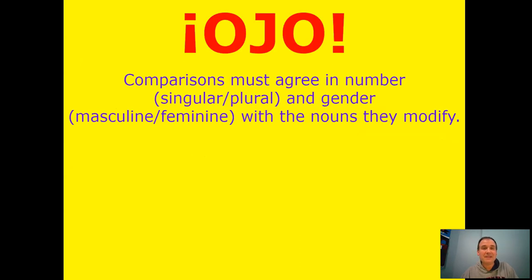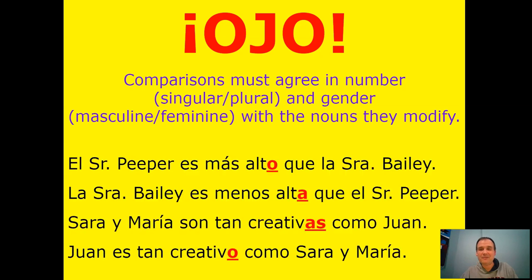And finally, to wrap up today, just one big ojo, one big thing to keep in mind. We're making comparisons. They have to agree in number, meaning singular or plural, and gender, masculine or feminine, with the nouns that they modify. So let's see a few examples, see if we can kind of wrap our mind around this. El señor Piper es más alto que la señora Bailey. So I've got alto here because it agrees back with señor. If I switch that, señora Bailey es menos alta que señor, we use an a because we're referring to señora Bailey.